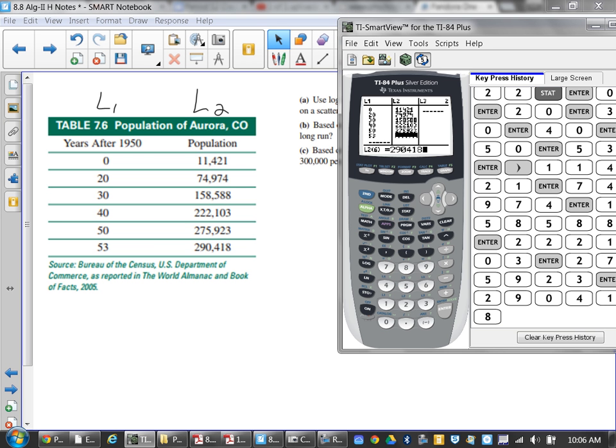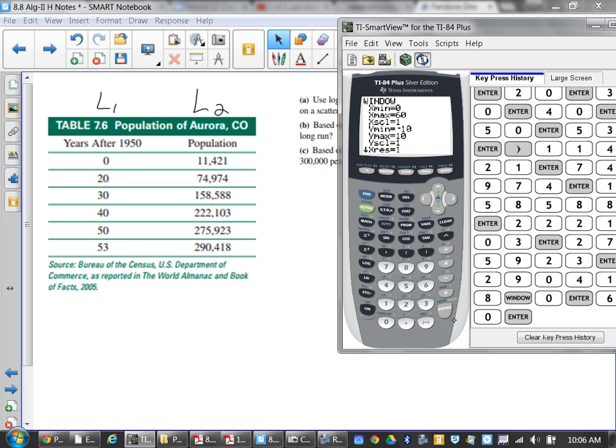At this point, you're going to want to change your window, obviously. What should your minimum on your X value be? 0. And your maximum maybe 60. So my window, I'm going to go 0, 60. My Y minimum, I'm going to start at 10,000. And then the Y max is going to be 300,000.